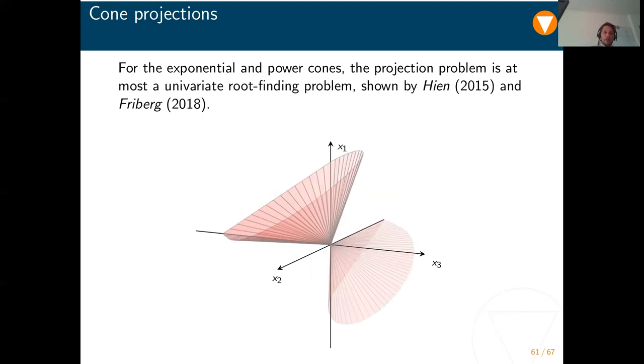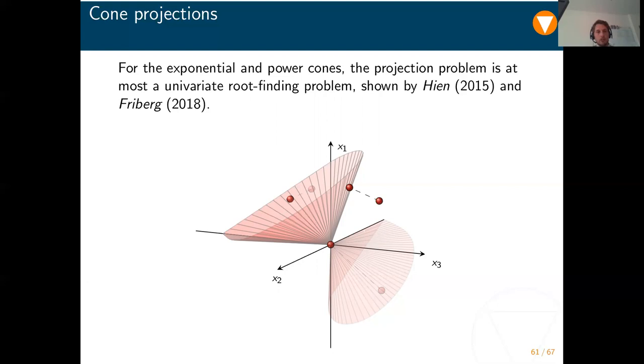For the two non-symmetric cones in the conic wheel, it's a bit more difficult, but you can also show that in practice it is relatively easy, because you can reduce it to a univariate root finding problem. So this is, I think, a nice example of how you can exploit structure in order to devise components or maybe solution paradigms for mixed integer conic programming.